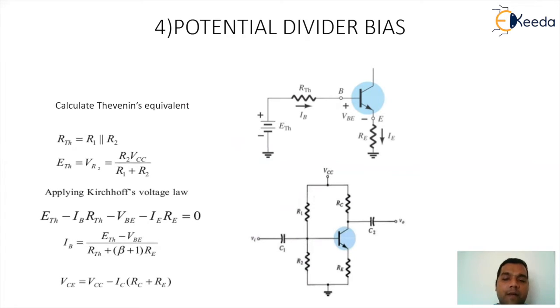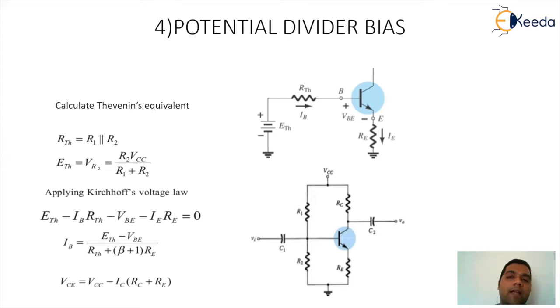The last circuitry that we have here is potential divider bias. In potential divider bias, you can see a potential divider arrangement with VCC, R1 and R2 on the input side. Collector has its resistance RC and emitter has its resistance RE. What we do here is replace the equivalent of VCC, R1 and R2 by its Thevenin's equivalent. The Thevenin circuitry is defined by VTH or ETH and the Thevenin's equivalent resistance RTH. RTH will be R1 parallel R2, and ETH or VTH, that is VR2, will be VCC into R2 divided by (R1 plus R2).